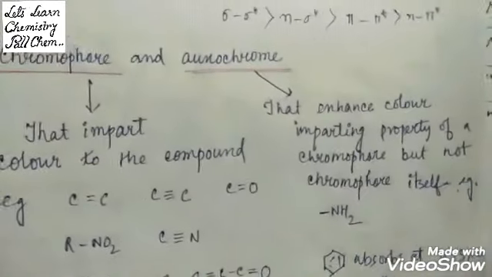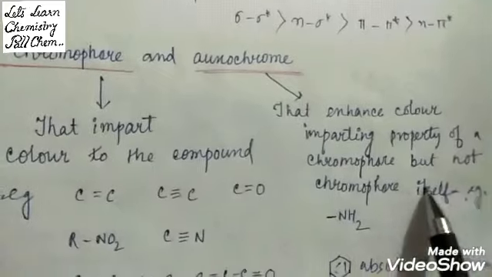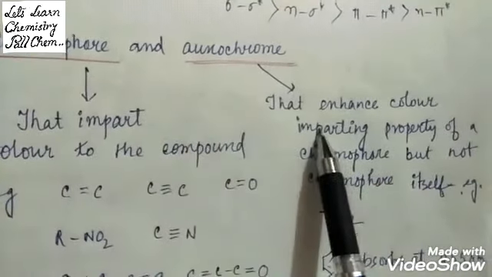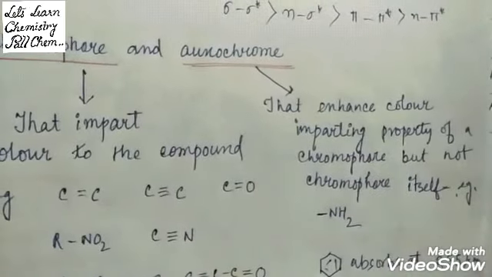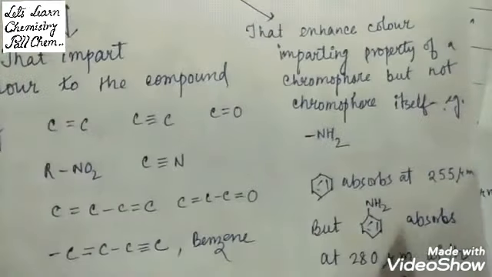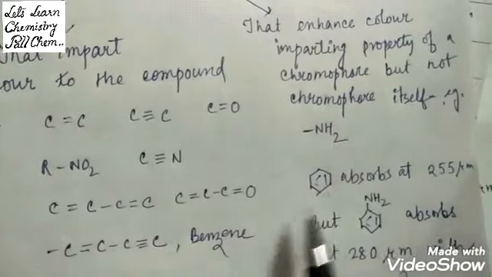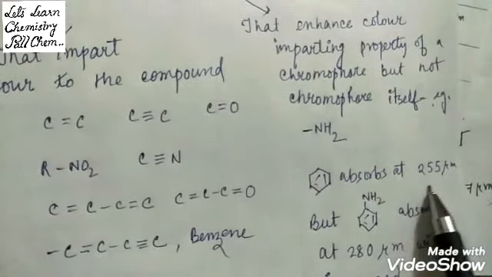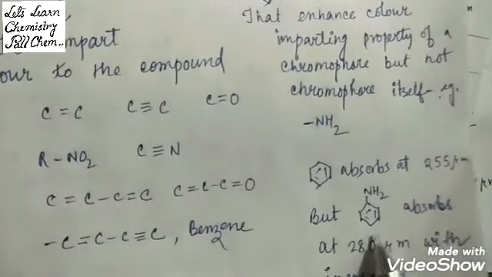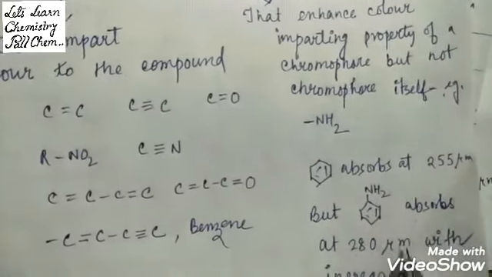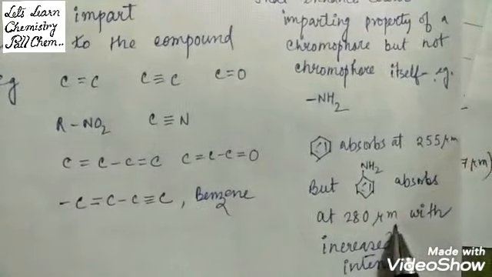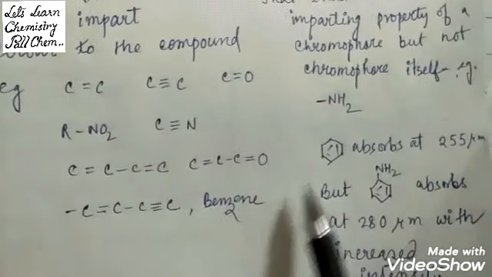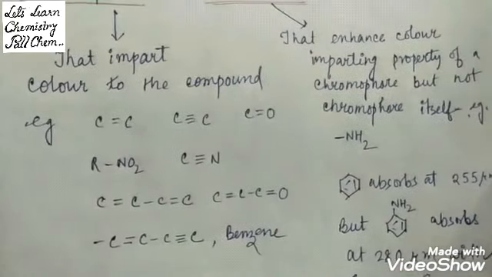And auxochrome is something which is not itself a chromophore, but the presence of this group will enhance the color imparting property of the chromophore. So for example, aniline. Suppose benzene is the chromophore and absorbs at 255 micrometer, but aniline, in the presence of NH2, will absorb at 280 micrometer with increased intensity. So the presence of NH2 enhances the color imparting property.